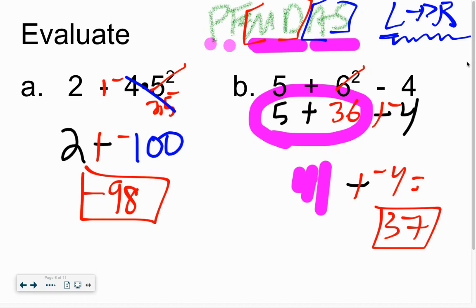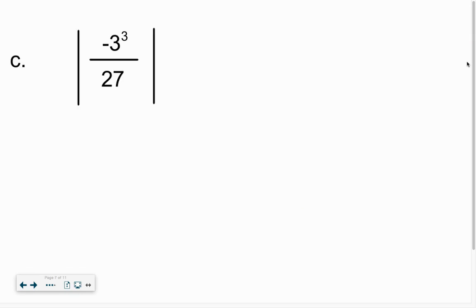Evaluate them away, show the steps, write that original problem if you're doing a book assignment, and then we've got one of these. I just want to review quickly. These lines are the absolute value. Absolute value is the distance from 0. I've also said that it's always positive.